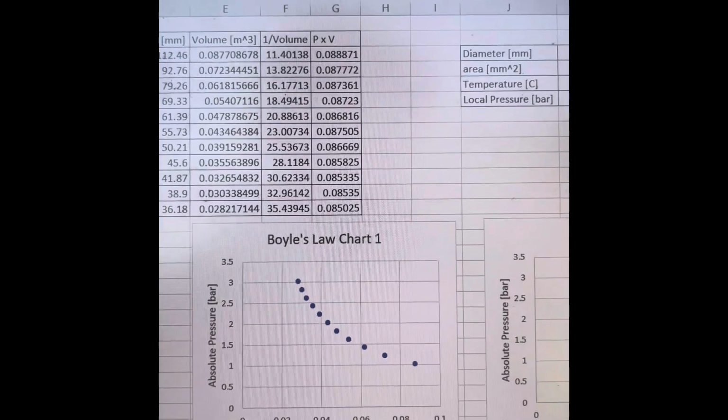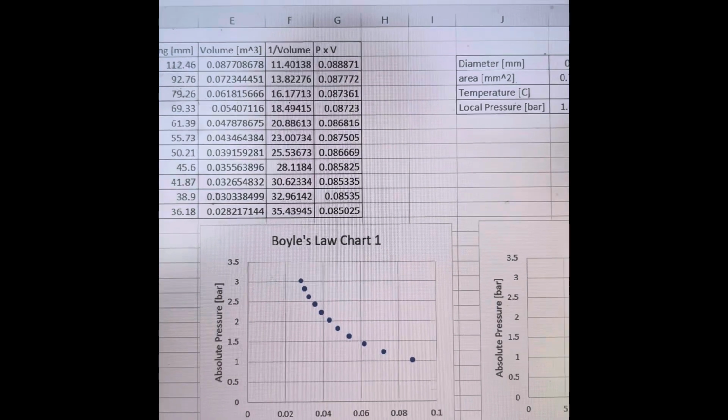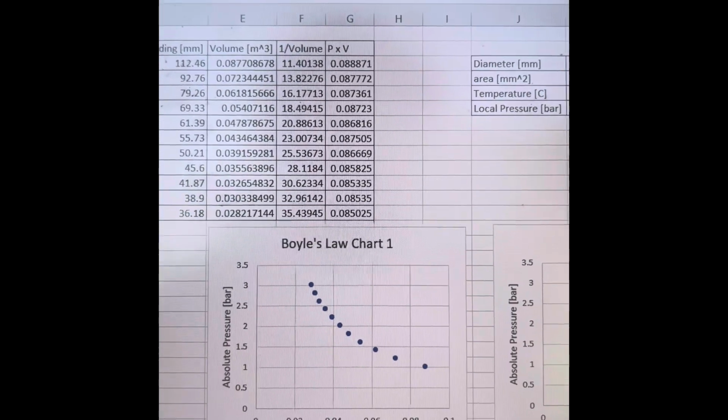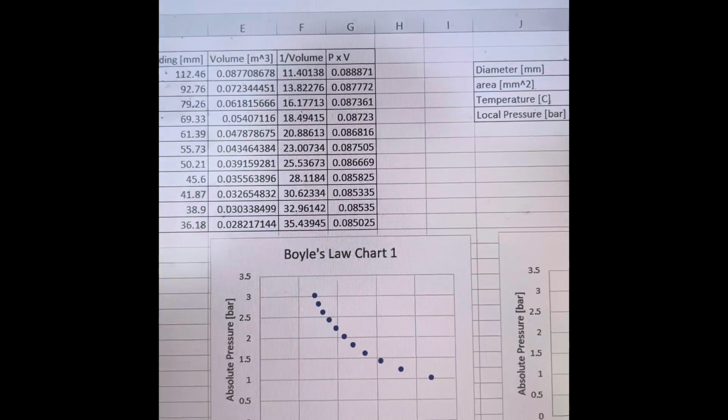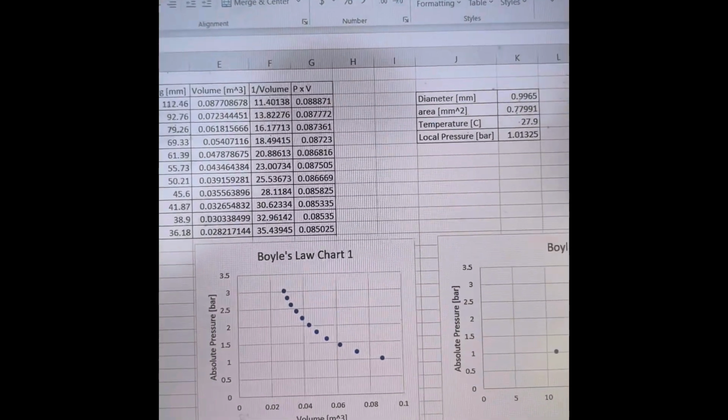This is due to some human error on my part, I assume. If I had to guess, it'd be the temperature readings. The room was cooling down slightly as the experiment went on, so that is a likely reason why pressure and volume don't exactly equal a constant the entire experiment. However, it is a very close reading.